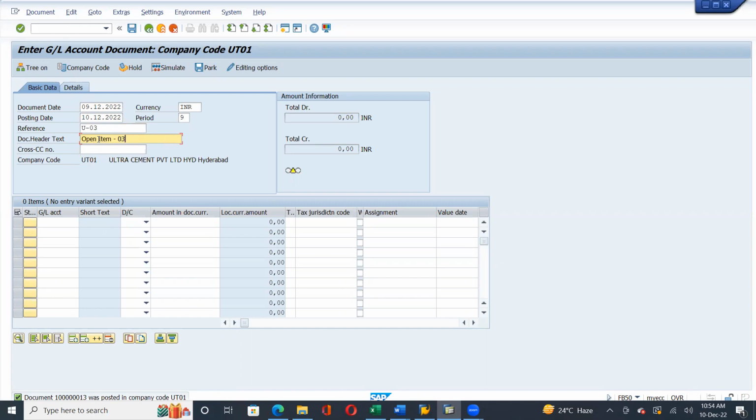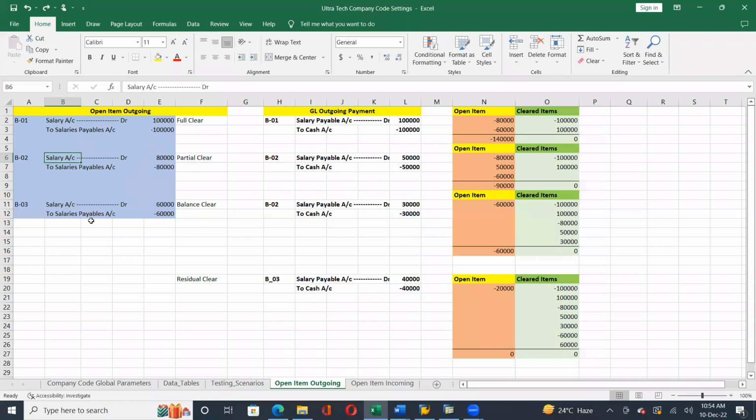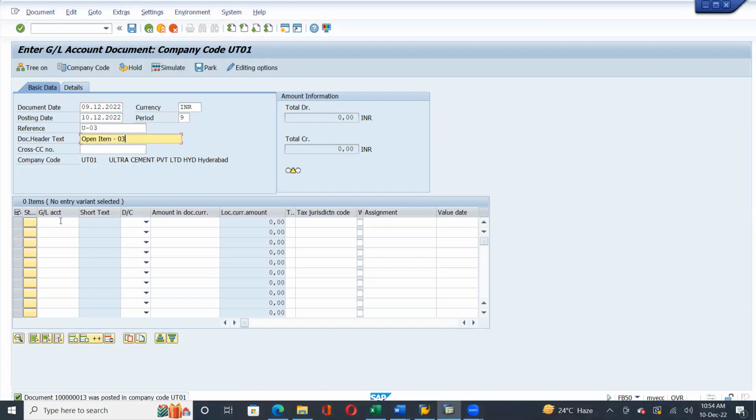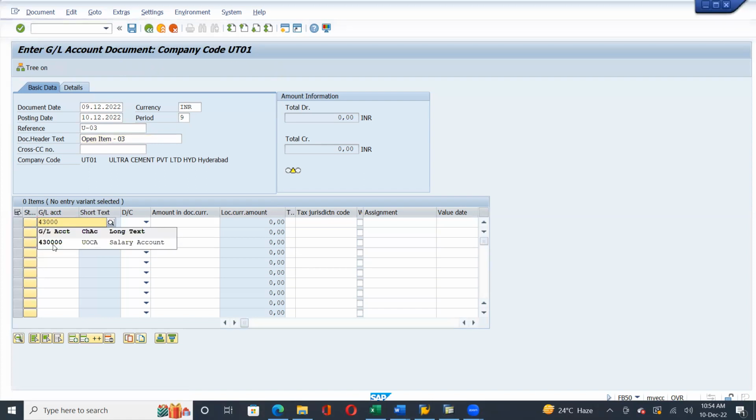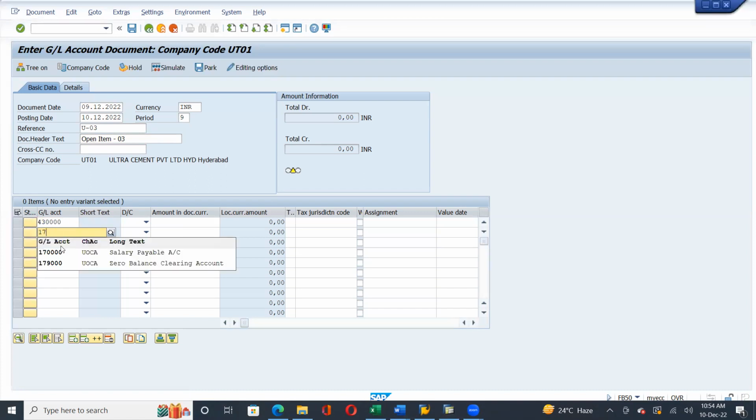Okay, same entry. What is the entry? Salaries account debited to salaries payable account. So same 4,30,000. Right? Payable account. Salaries payable account. It's a liability. So 1,70,000. On which accounting rule we are crediting it? Salaries payable.